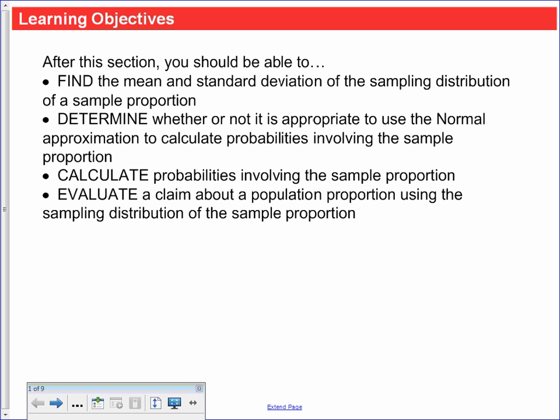So by the end of this video you should be able to find the mean and standard deviation of a sampling distribution of a sample proportion. The value of the sample proportion we'll refer to as p hat. You should also be able to determine whether or not it's appropriate to use the normal approximation to calculate probabilities, and then calculate those probabilities and evaluate a claim about a population proportion using the sampling distribution. This we will mainly do in class, but we need to get the theory out of the way first, so let's do that.